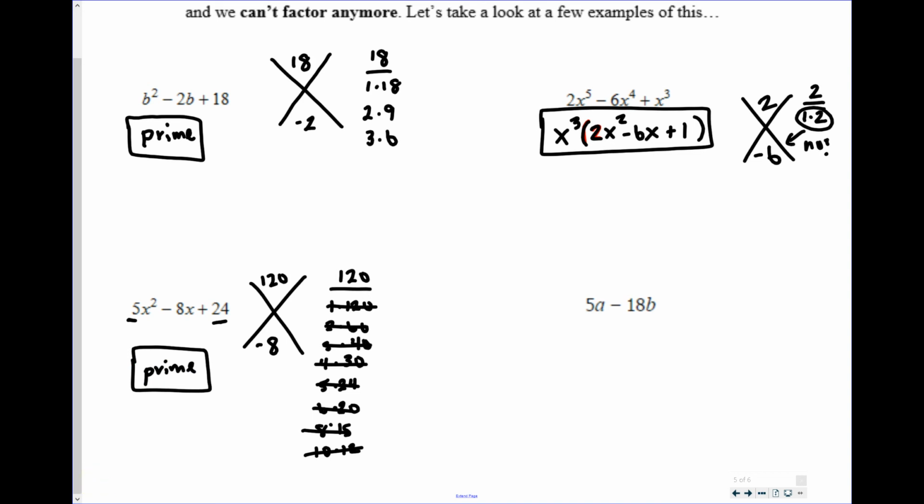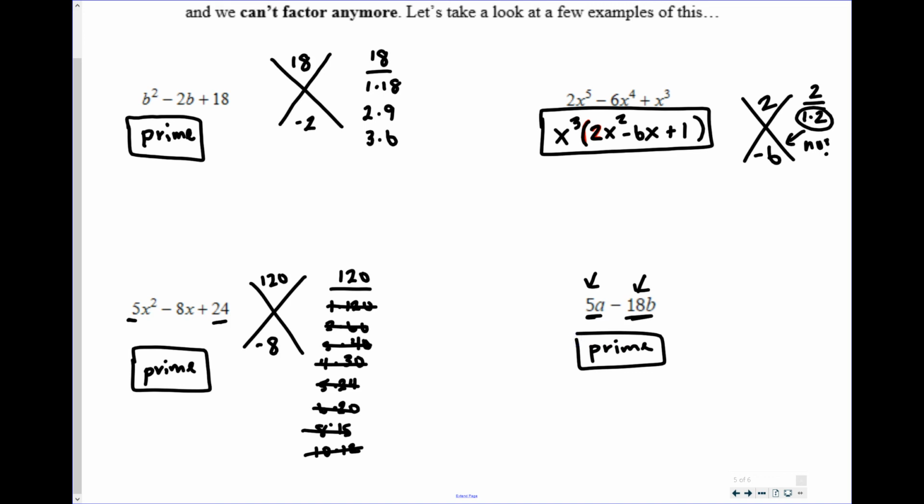The last one that I'm looking at, and I'm always going to look for a GCF first, 5a and 18b have nothing in common at all, which is kind of okay because also difference of perfect squares doesn't have anything in common necessarily, but 5 is not a perfect square and 18 is not a perfect square. So there's nothing I can do here. So this is also prime.